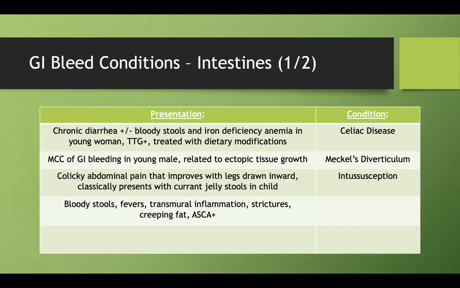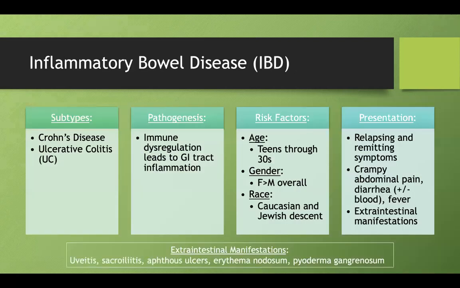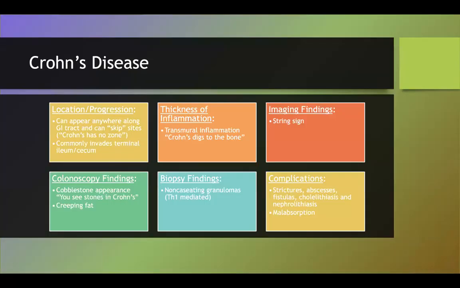What if you have bloody stools, fevers, transmural inflammation? You can also get strictures, creeping fat, and it's anti-Saccharomyces cerevisiae antibody positive. Now we're describing Crohn's disease. And again, this is from our colon lecture. I just want to mention that both Crohn's and UC can cause diarrhea. It can be bloody diarrhea. It can be non-bloody. So you have to keep both of them in mind. On tests, they favor the bloody diarrhea subtype more than the non-bloody for sure, but keep both of them in mind.